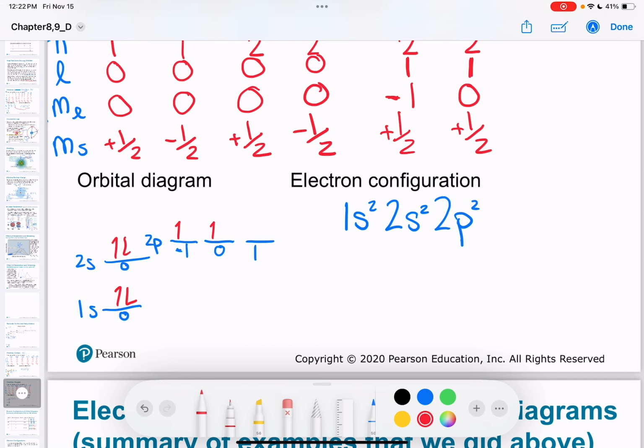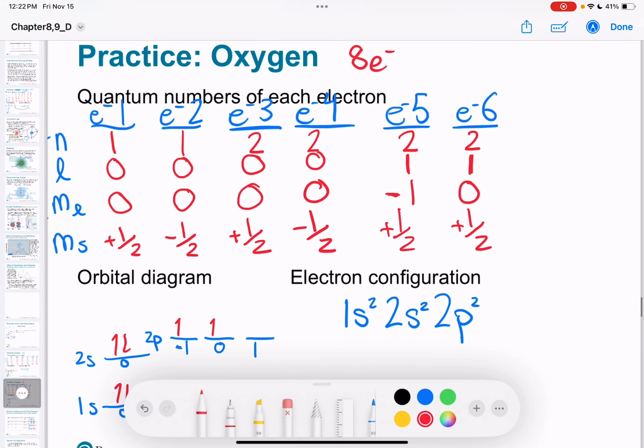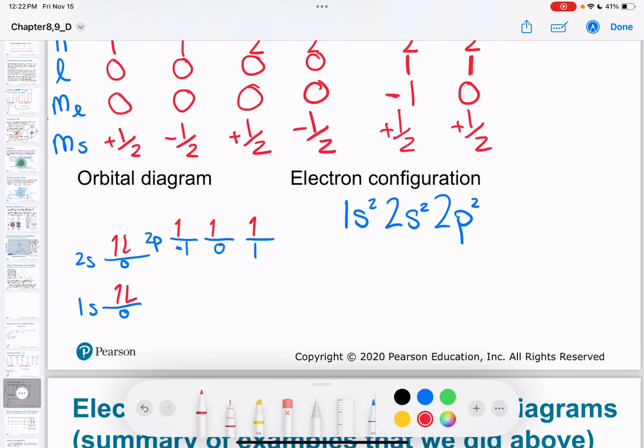So the 2 additional electrons, in the orbital diagram, remembering now oxygen has 8 electrons, so we're adding 2 more. So 1. Now I have to start pairing them up. 2. In the electron configuration, all that changes is the number in the 2p subshell. So I'm going to erase that 2, and now I'm going to put a 4. I just added 2 more electrons to the 2p subshell.